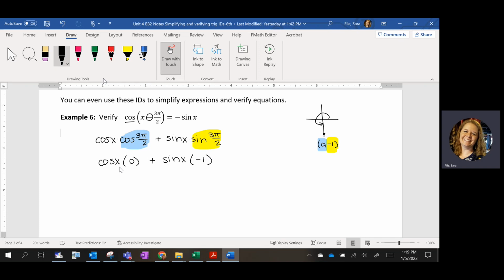If I multiply by 0, what do I have? Do I have to write 0? No, this is just gone. It doesn't exist anymore. And then what am I left with over here? Just negative sine of x. And is that what I was trying to prove? Yep, I've proved it. I verified those are indeed equal.